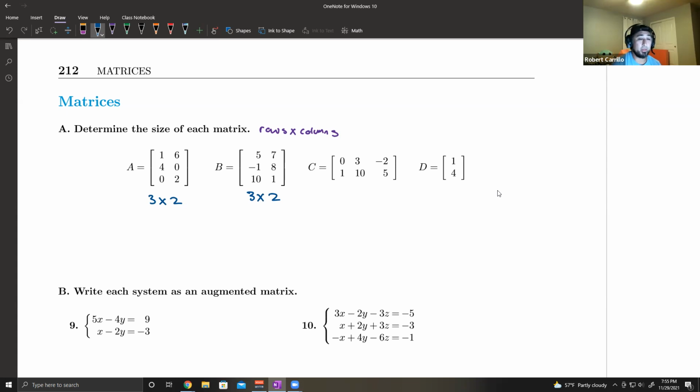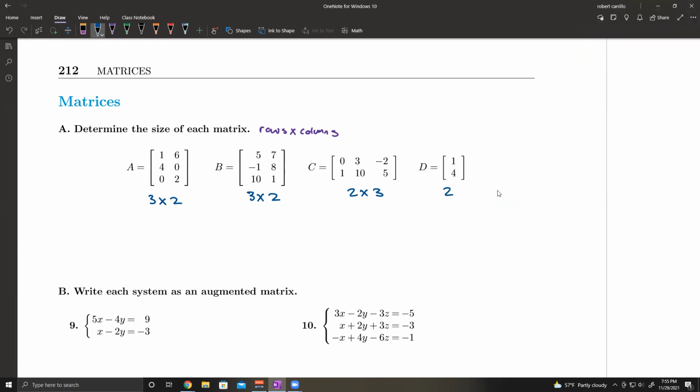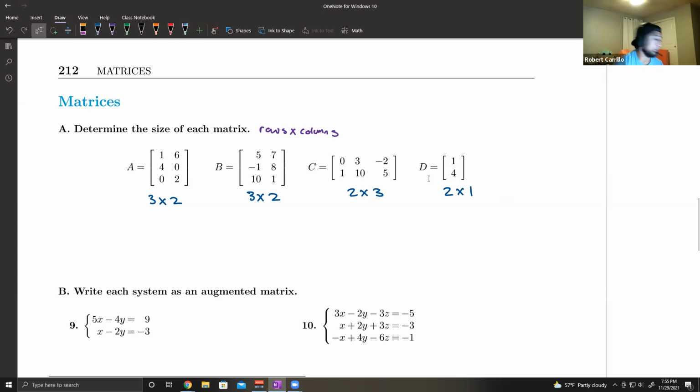All right. What are the dimensions for matrix C? 2 by 3. How many rows do you see there? 2 rows and 3 columns. 2 by 3, right? And then what would the dimensions for D be? 2 and 1. 2 by 1. Okay, not bad, right? See, matrices are easy for now, or for you guys, forever.